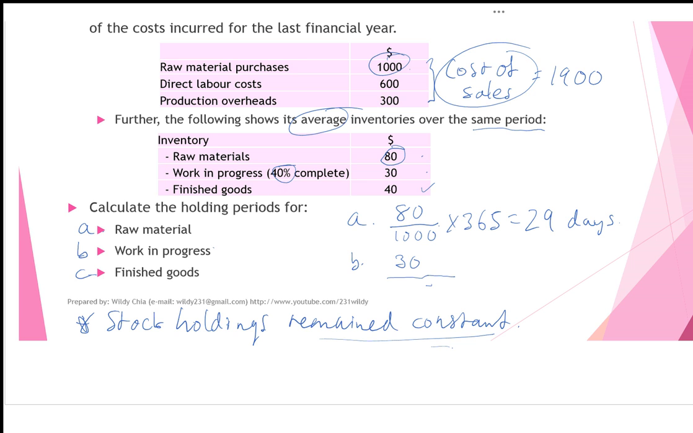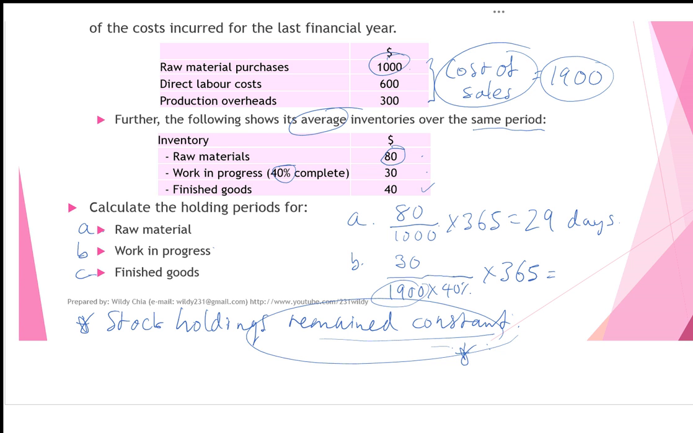And all you have to do to get the calculation for the work in progress inventory would be just 1009 times percentage completion, and the whole fraction multiplied by 365. Now this assumption is very key when you have to calculate your cost of sales, because if they are not constant, that will totally affect how this cost of sales figure of 1009 is computed. So beware of that.